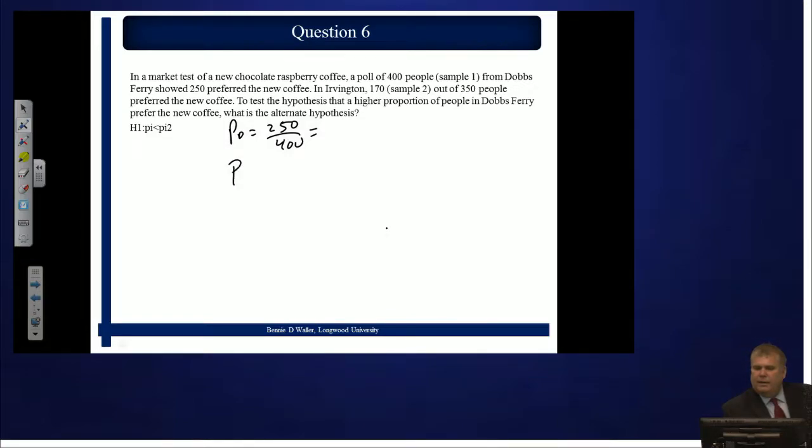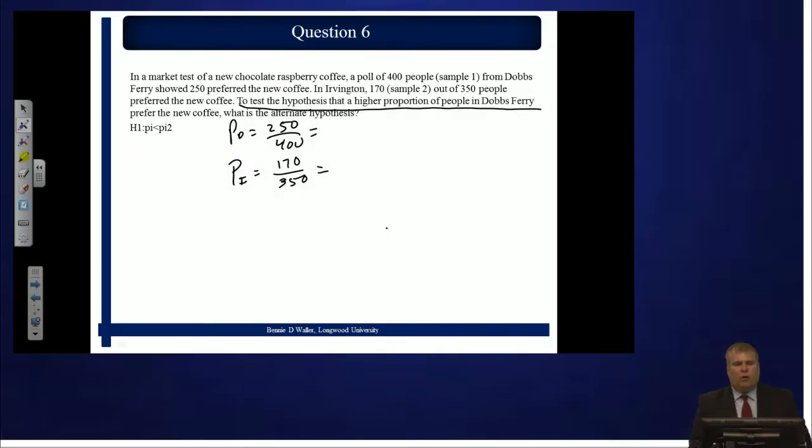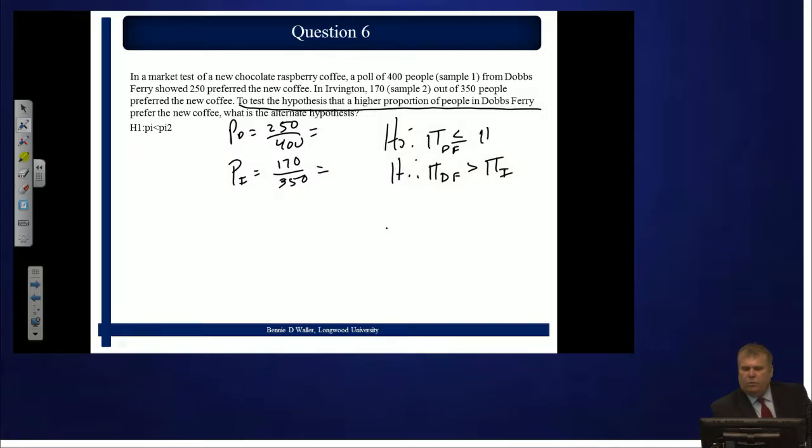But the proportion in the other place was 170 over 350. Now, you can calculate what those proportions are, but the question is, to test the hypothesis that a higher proportion of Dobbs Ferry prefer the new coffee, what is the alternative hypothesis? So if we're testing that the higher proportion is Dobbs Ferry, I'm going to say Dobbs Ferry greater than Irvine. So the null has to be Dobbs Ferry is less than or equal to Irvine. So your alternative hypothesis would be that pi of Dobbs Ferry is greater than pi of Irvine, or Irvington, or whatever it is.